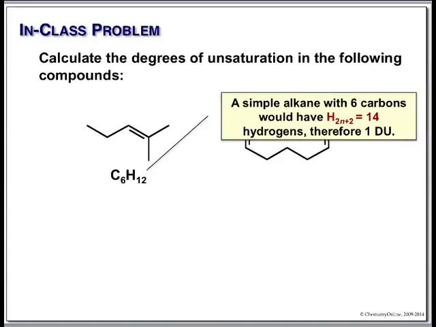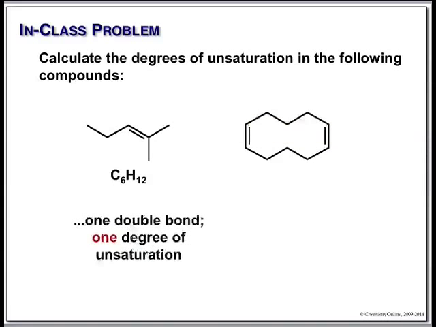The simple way to do it is just to look at the compound and say, well, I've got 1 double bond, I will have 1 degree of unsaturation. That's simpler, don't even have to count.